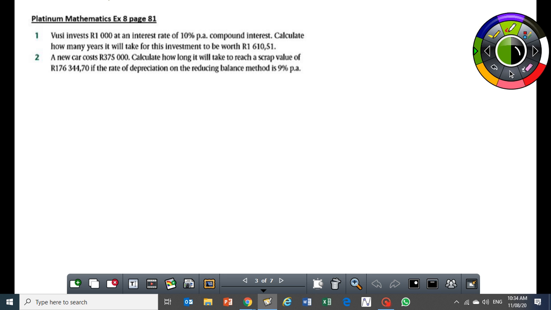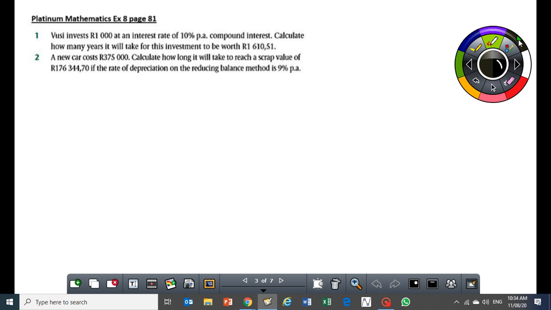Busi invests 1,000 rand at an interest rate of 10% per annum, compound interest. Calculate how many years it will take for this investment to be worth that. Based on the information we have, the person invests 1,000 rand, which is your P. The interest rate is 10% per annum, and we need to calculate the number of years. The future value, that's A, is 1,610.51.